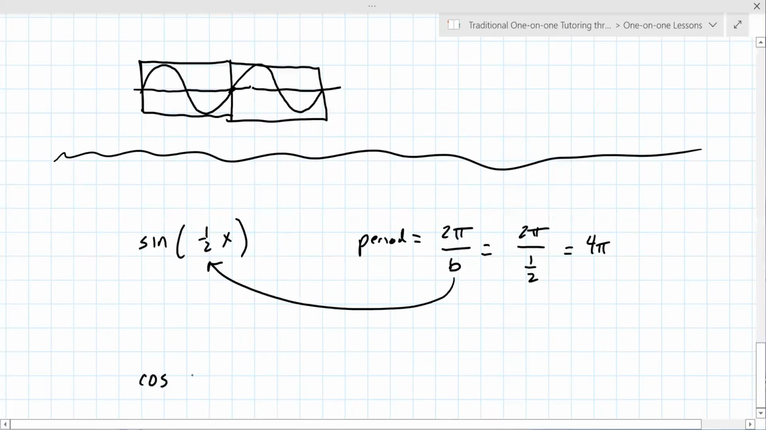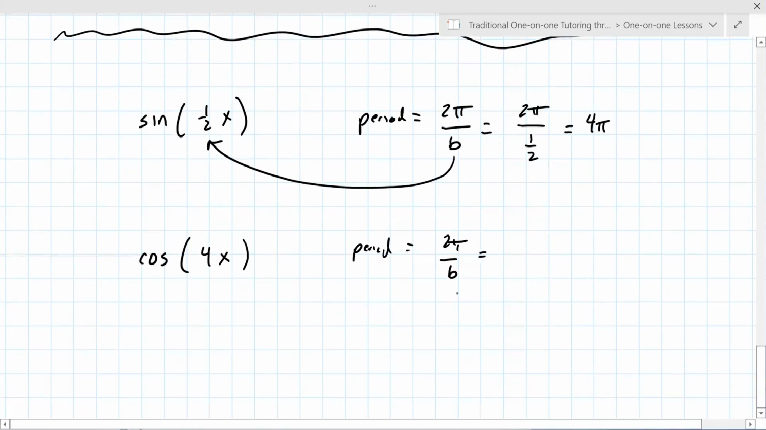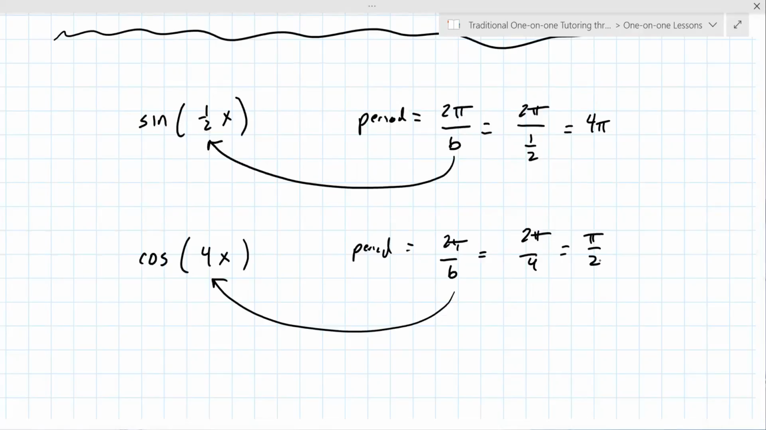If the cosine of 4x is given, the period is 2 pi over b. B this time is 4. It's the number in front of x. So it's 2 pi over 4 or pi over 2. So that's what the period is like, it shrinks or stretches out the repeating part.